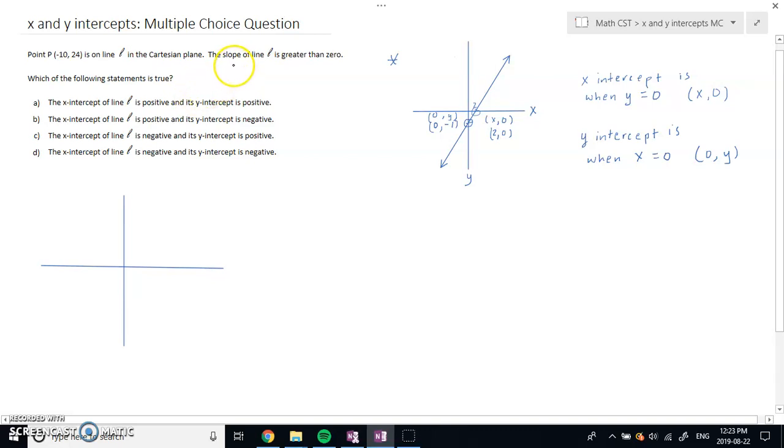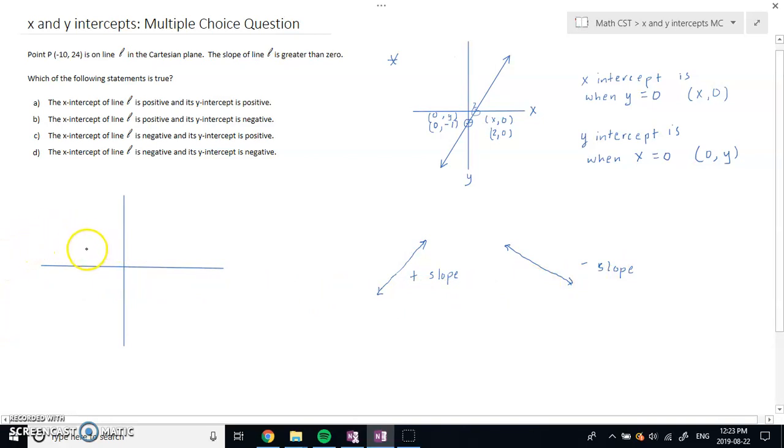Well, we need to know something else about slopes, and as you might recall from your class or from other videos, a positive slope always goes up to the right on a Cartesian plane. So we have a positive slope. And a negative slope will always go up to the left. Negative slope. So that's kind of good to remember as we look at this question, even though it's about intercepts.